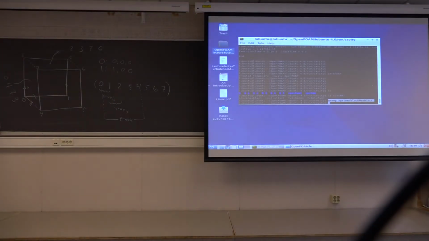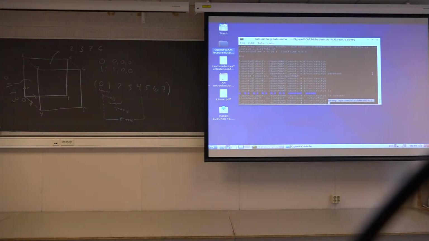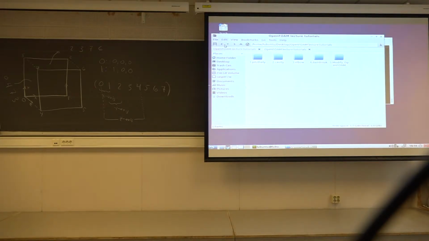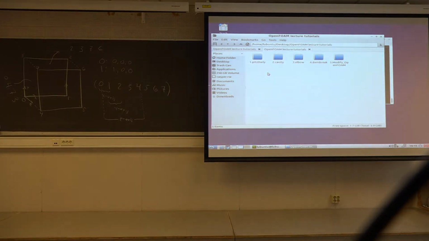I just exit that one. We are to see how we can extract data from a case down to simple files, which then can be copied into Windows and plotted in MATLAB, for instance. So how to do that?